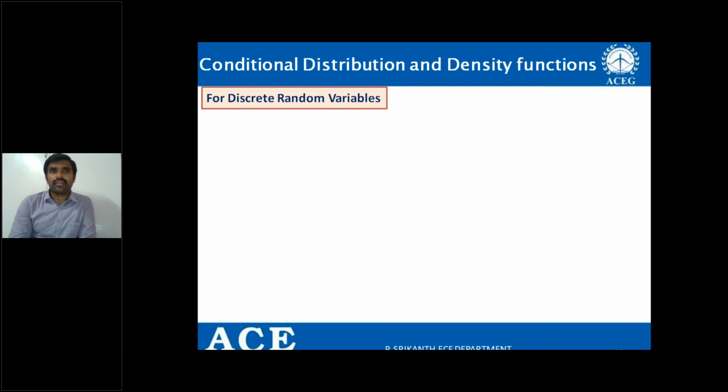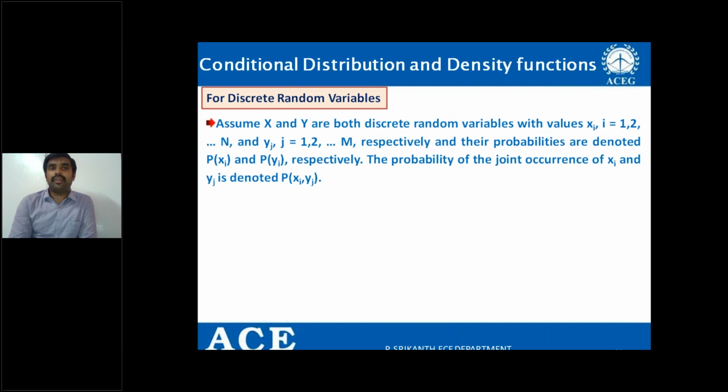Now if the random variables are discrete, then ultimately the x and y values will be in the form of small xi and small yj, where i is 1, 2, 3 up to n, and similarly j is 1, 2, 3, let us take up to m, right? If x and y are both discrete random variables and their probabilities are denoted by p of xi and p of yj usually, and the probability of the joint occurrence of xi and yj, that is the joint probability, is p of xi comma yj, right?